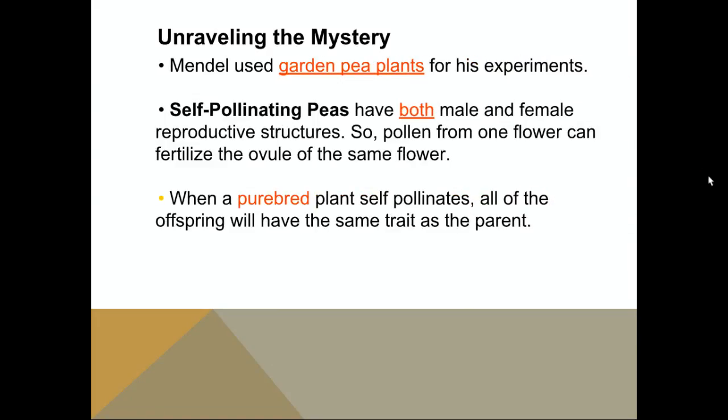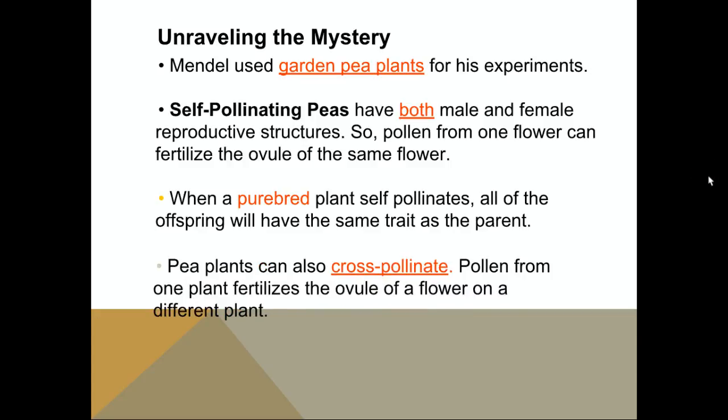So Mendel used garden pea plants for his experiment. These peas have both male and female reproductive structures. So pollen from one flower can fertilize the ovule of the same flower. And when a purebred plant self-pollinates, all of the offspring will have the same trait as the parent. And you may be familiar with that from pets like dogs. If it's a boxer, it came from a boxer that came from a boxer that came from a boxer. If it's passed that trait down for many generations, then it's considered purebred.